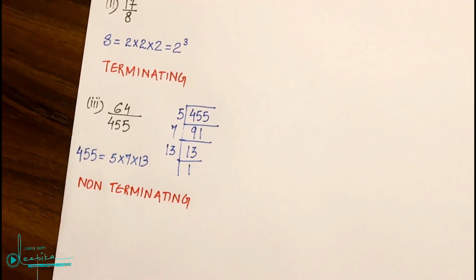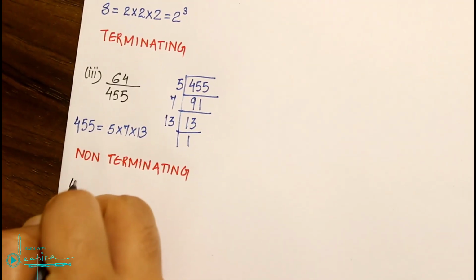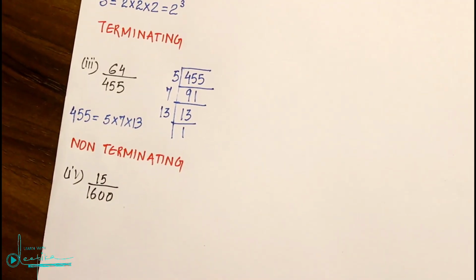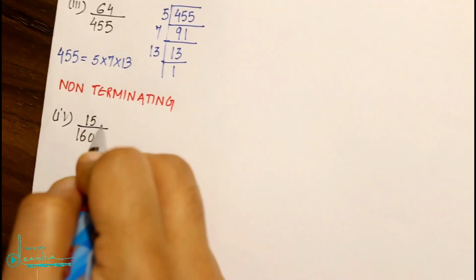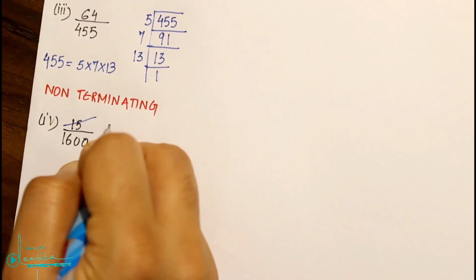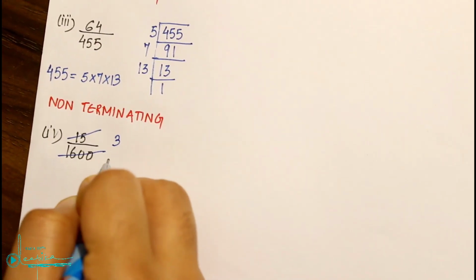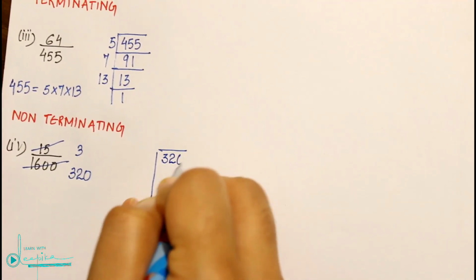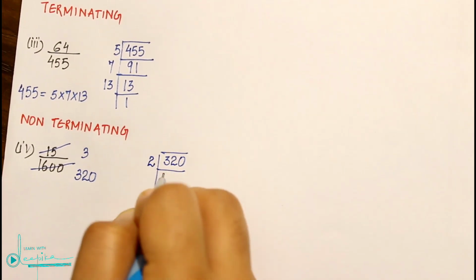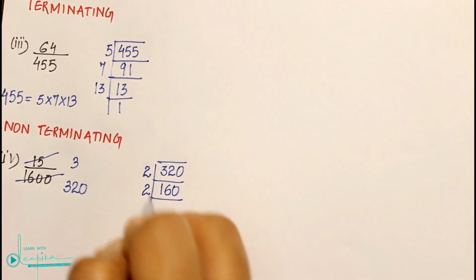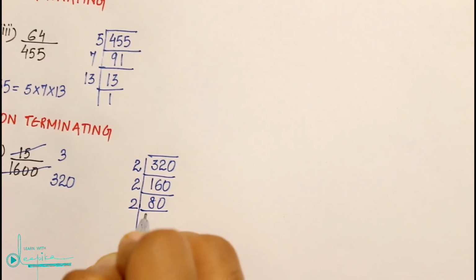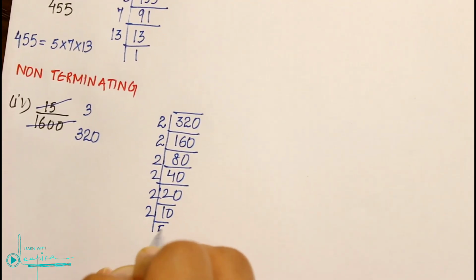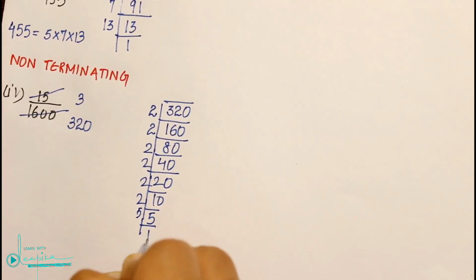Next part is 15 upon 1600. If you see, they are not co-primes, you can divide further, like both are divisible by 5. It's 3 and this will be 320. Now you will do prime factorization of 320. It is divisible by 2, 160 again. It's 80, 40, 20, 10, 5 and 5 ones are 5.